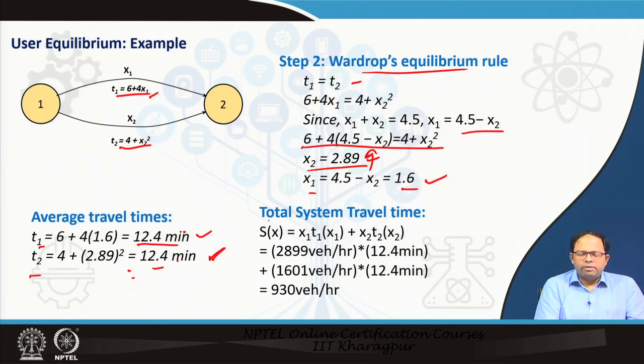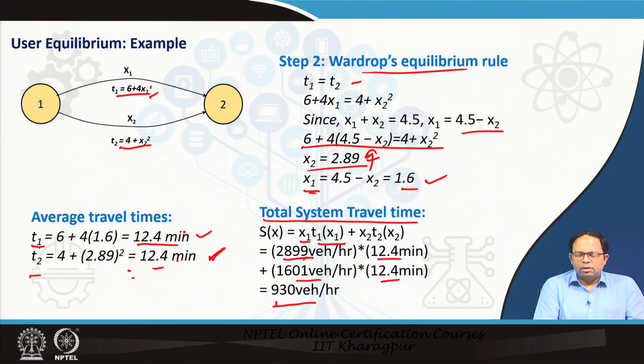So now I said that we will estimate something new. This is called total system travel time, where we are multiplying x1, that is the total flow, into the travel time. This is T1. T1 is estimated for x1. So using the same x1 that we are putting over here, we get like 2899 vehicles per hour into 12.4 plus 1601 vehicles per hour into 12.4, that is total 930 vehicles per hour.